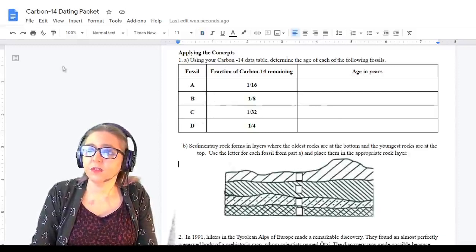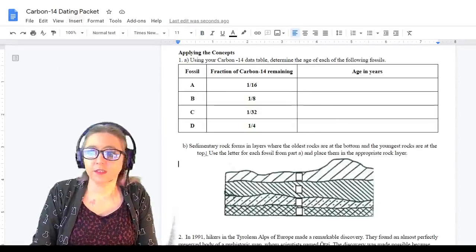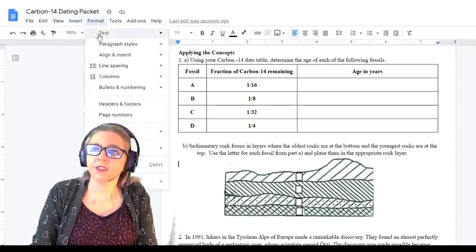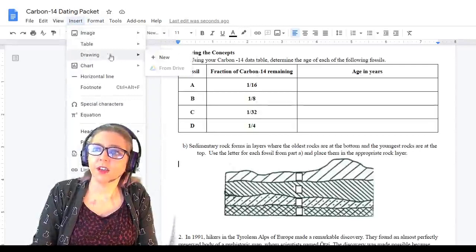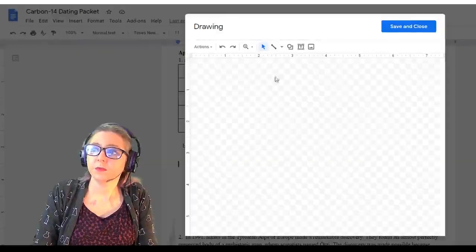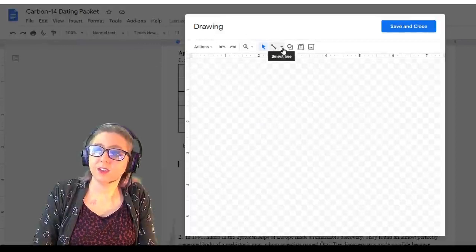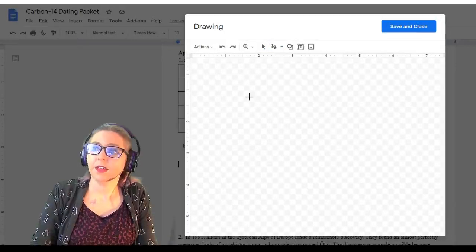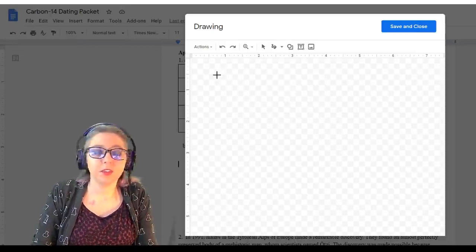So what you need to do is go to Insert. So make sure you've got your cursor down here. Go to Insert, Drawing, New. Go to this line tool, and what you want is scribble. So then just write your letters in the order that they go.